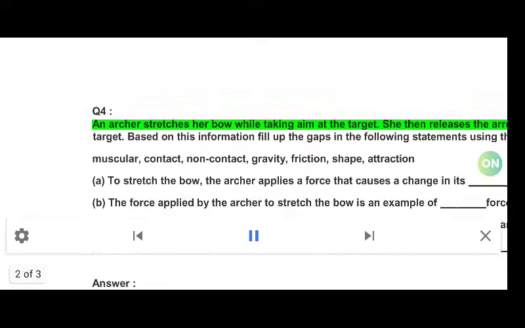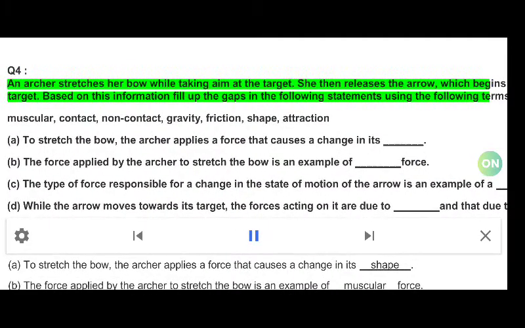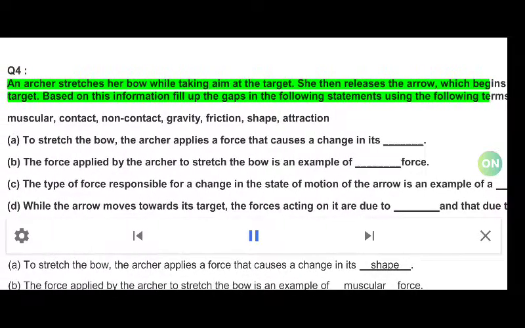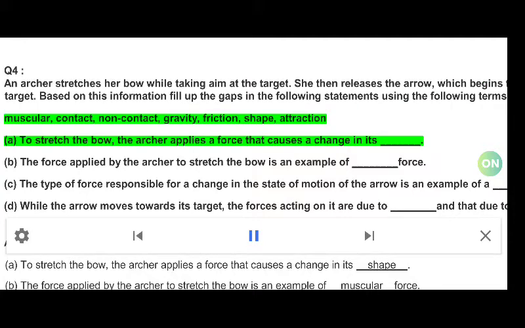Q4. An archer stretches her bow while taking aim at the target. She then releases the arrow, which begins to move towards the target. Based on this information, fill up the gaps in the following statements using the following terms. Muscular, contact, non-contact, gravity, friction, shape, attraction.